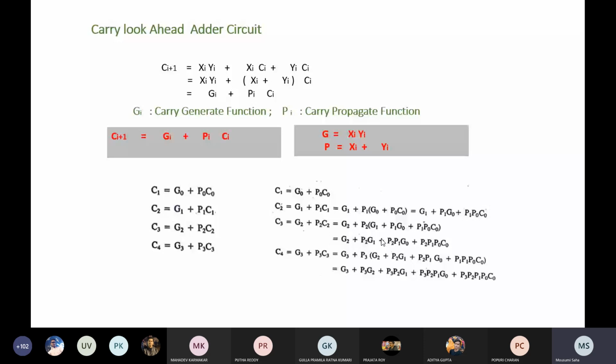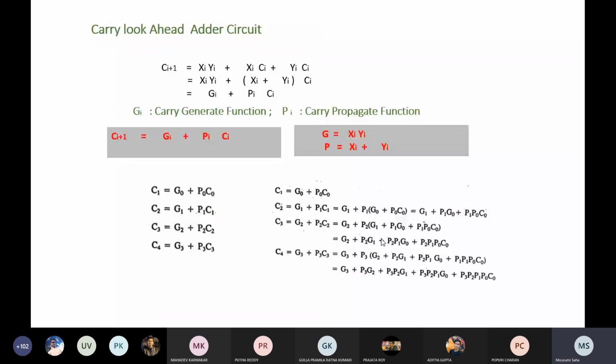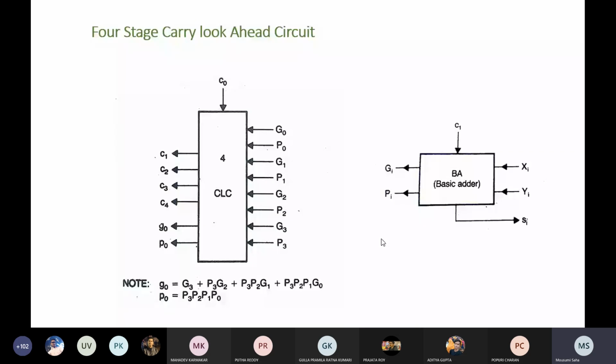Now all the carry generate and carry propagate functions you can get from your simple basic adder circuit. g0 means x0 y0, g1 means x1 y1. In that way, with the help of the basic adder circuit, if you have the inputs x and y, easily you can compute g and p, because g and p depend on x and y, nothing else. It doesn't depend on the carry. So all g's and p's you can compute in a single step.